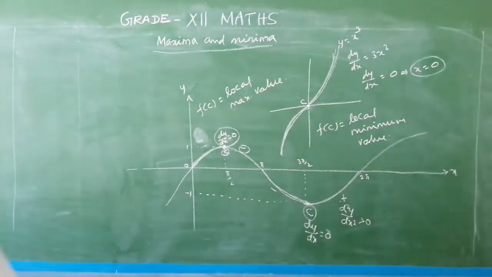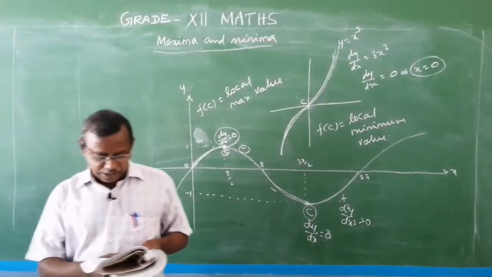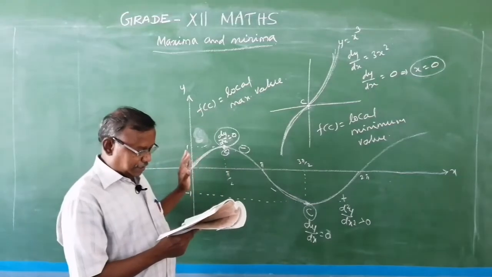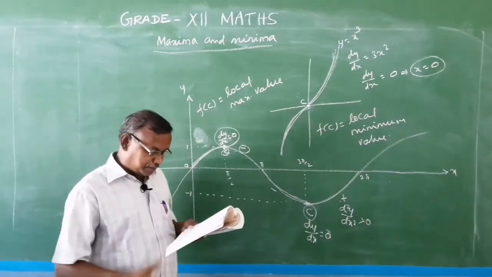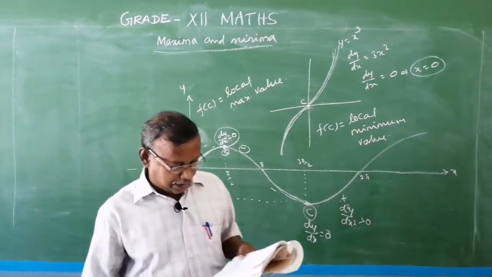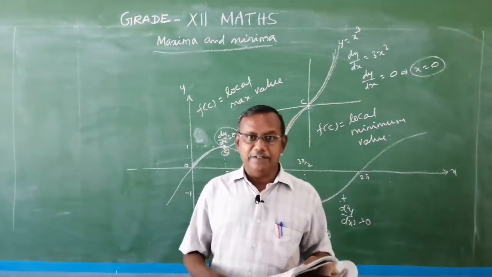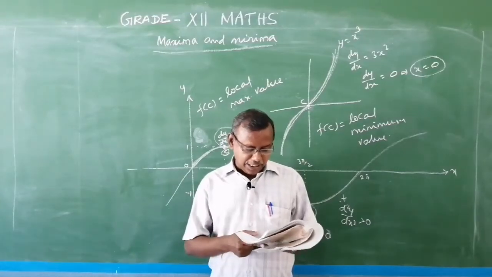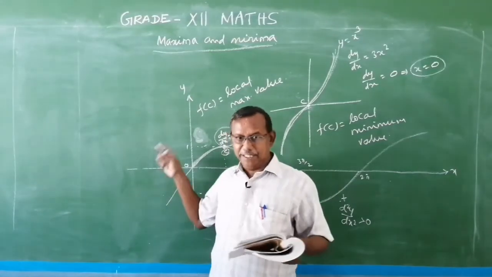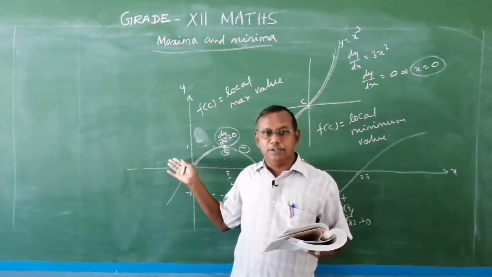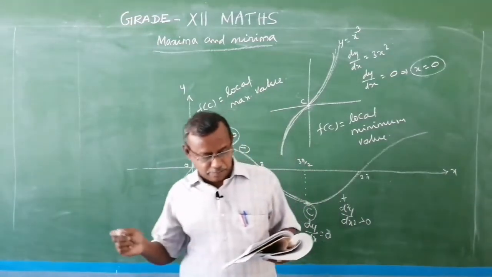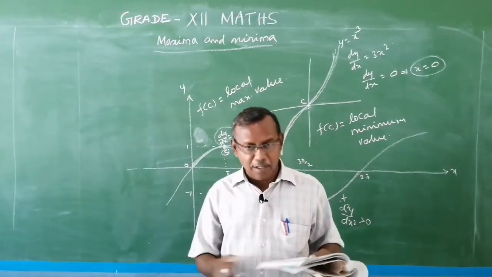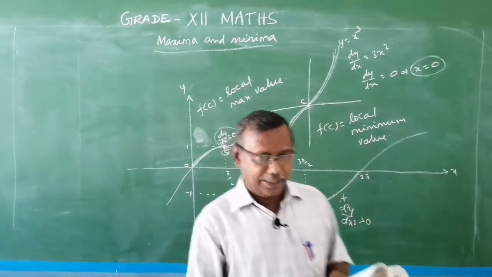Now, there is one more point. The test fails if f dash of C equals 0 and the second derivative f double dash of C is also 0. The second derivative test fails only in the case the second derivative is 0. In this case we have to go back to the first derivative test, examining the nature of the slope of the curve, and find whether C is a point of local maxima, local minima, or maybe a point of inflection. Okay, thank you.